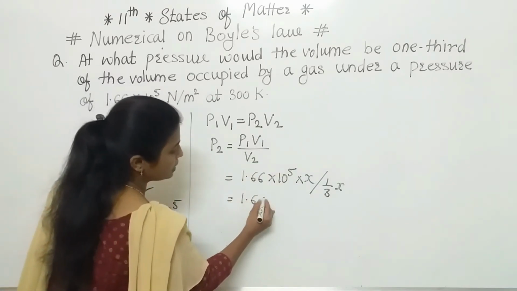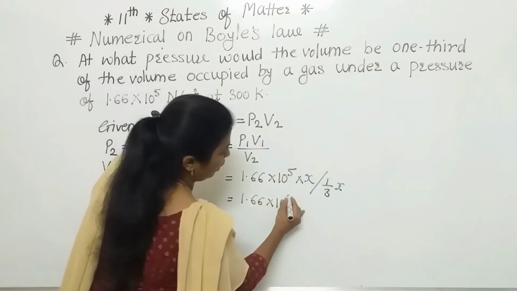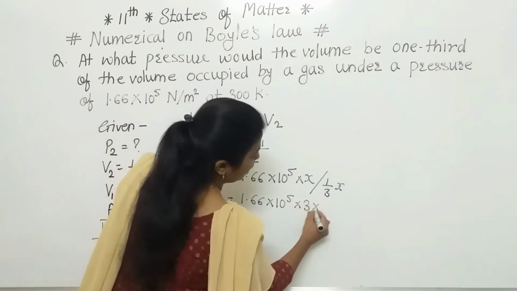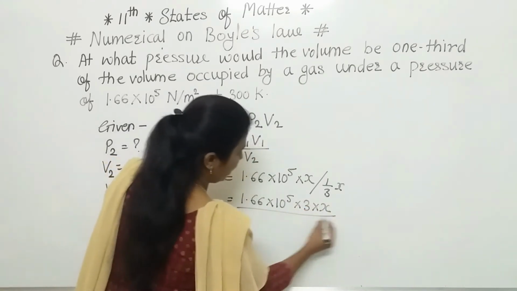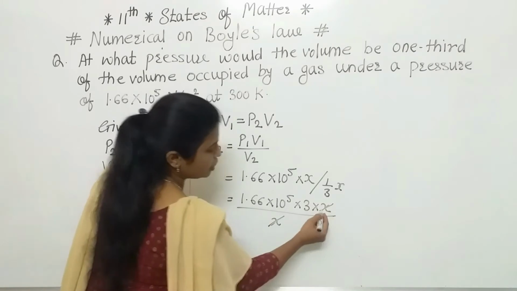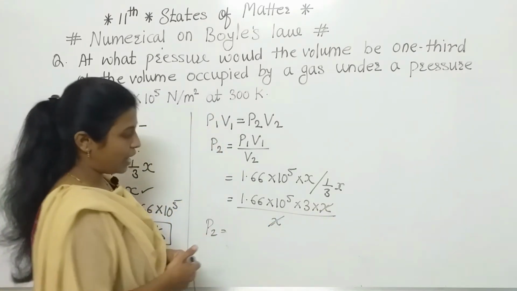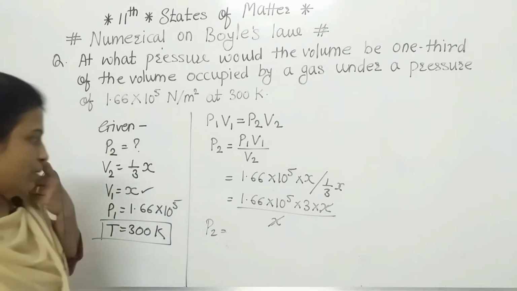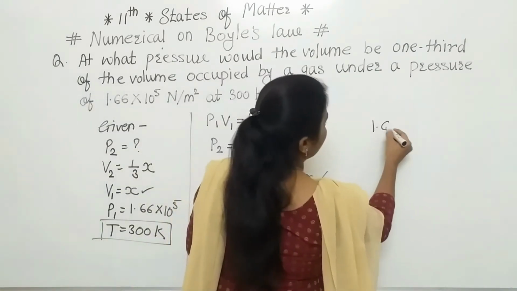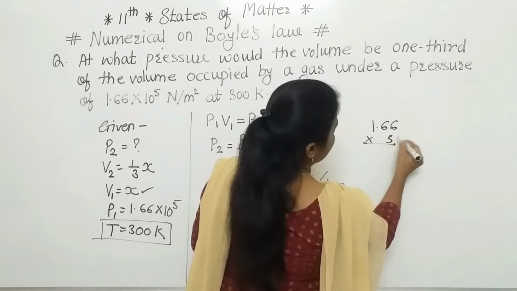So 1.66 into 10 raised to 5 into 3 into X divided by X. Here X will get cancelled, and if we calculate this, then we will get our answer. So simply we will multiply here. See, 1.66 into 3. 6 3s are 18.